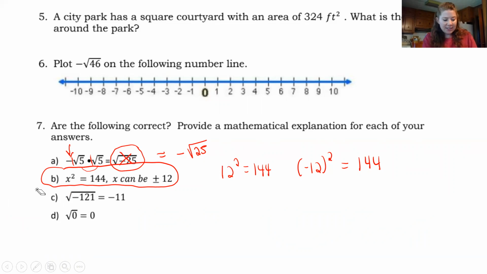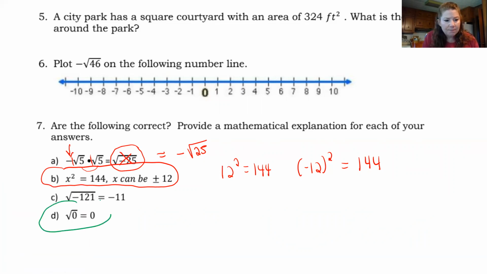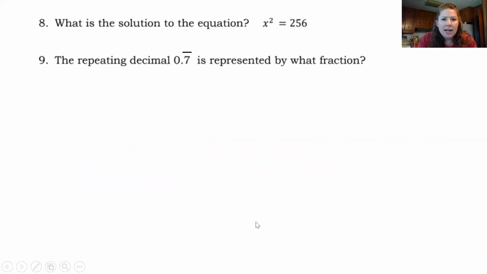And then D looks like a trick question to me. I think the answer is yes. I'm just going to put it in my calculator just to make sure. The square root of 0 is 0. That's true. I thought it was trying to trick us, but I think we're good. If you're ever in doubt, throw it in your calculator. All right, guys.